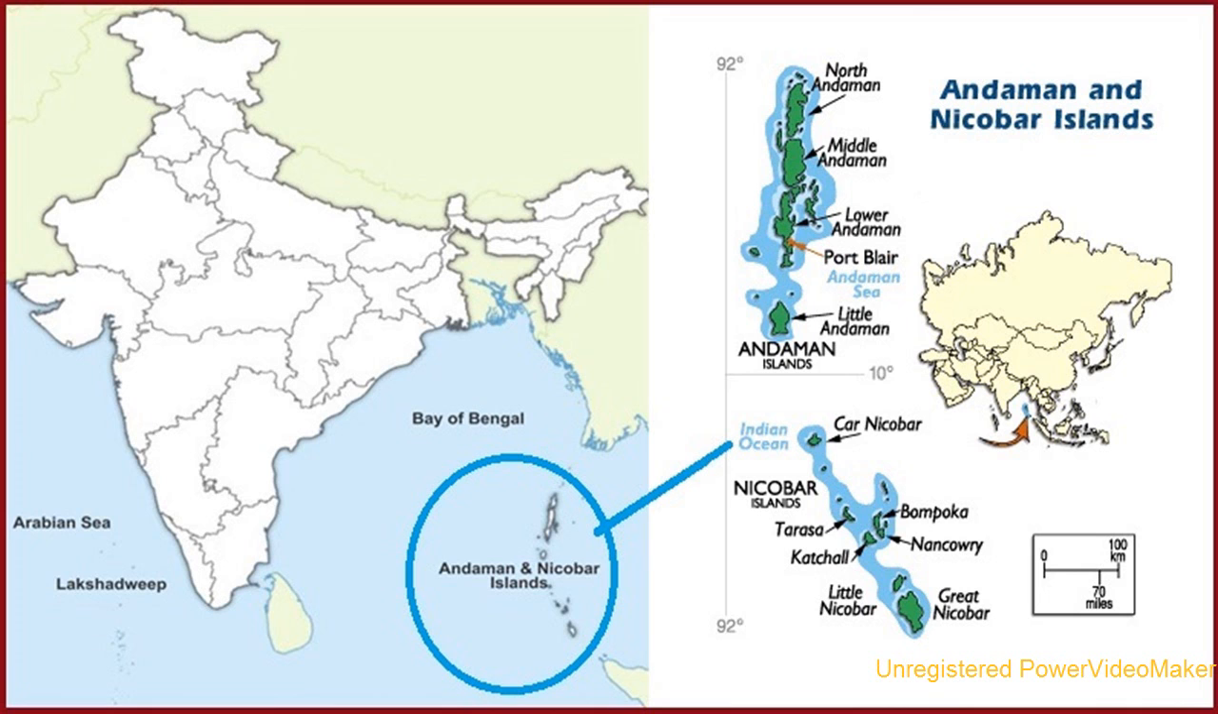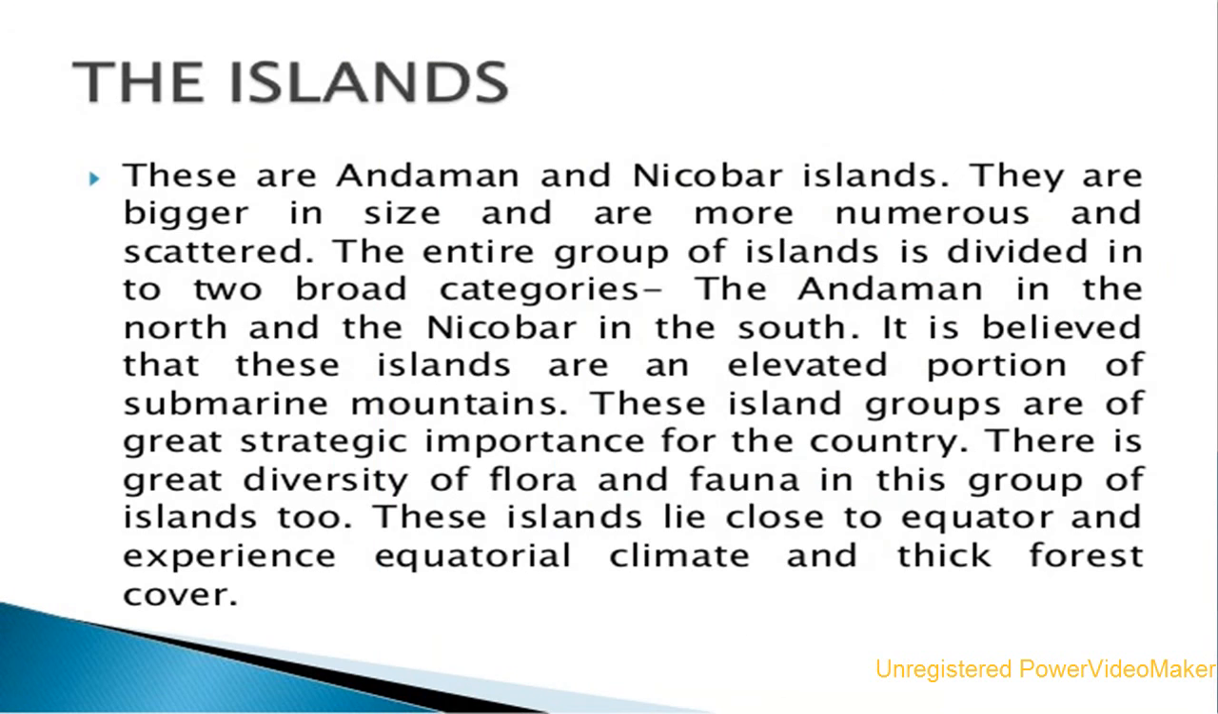This is about the Andaman and Nicobar Islands. They are located in the Bay of Bengal. Now about the Andaman and Nicobar Islands. These islands are bigger in size and more numerous. It is a group of 300 islands spread over an area of 350 kilometers.